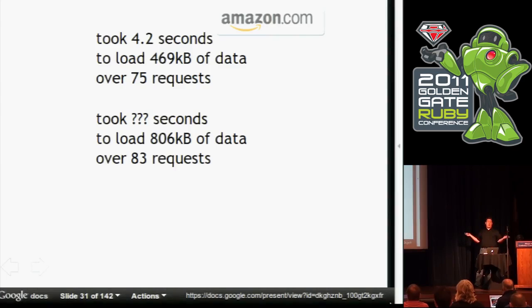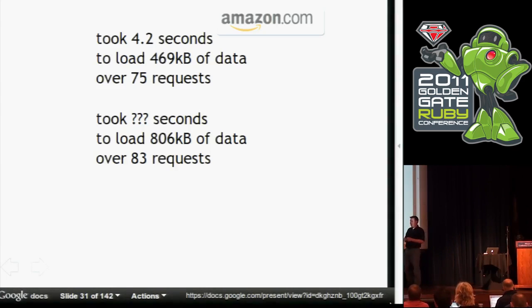Our mystery site, I don't know how long it took, because I've closed that one. I'm not going to wait around to see what's going on with that. I do know from HTTP Archive that it took a little over 800 kilobytes worth of data and 83 requests. It's not that much different than Amazon. So it's tempting to think that, all right, maybe this website is problematic. Maybe it's just the data. There's too much data. Maybe they're not using CDNs.